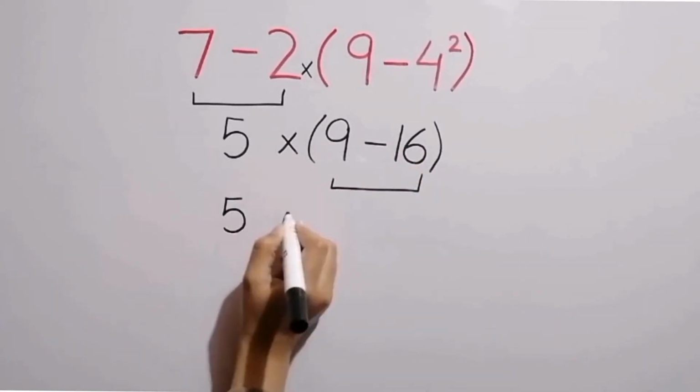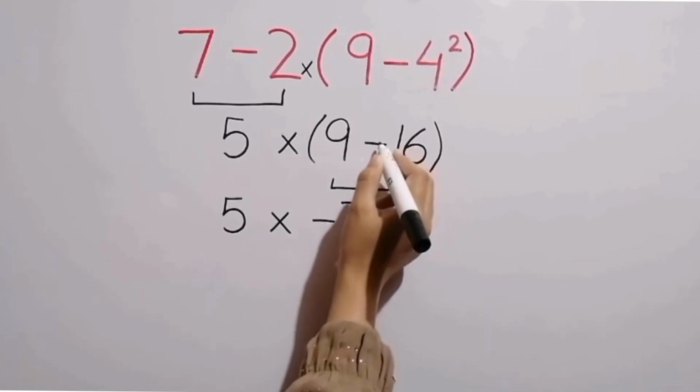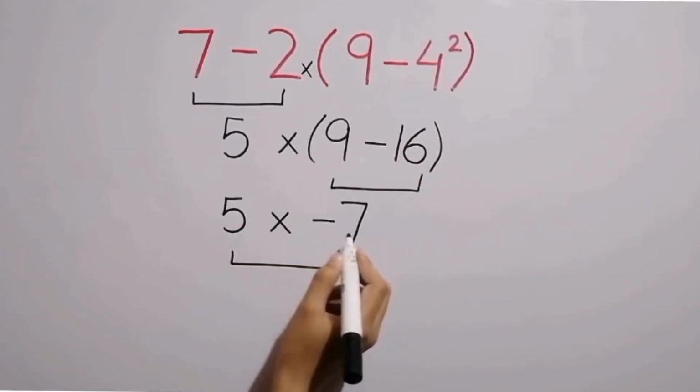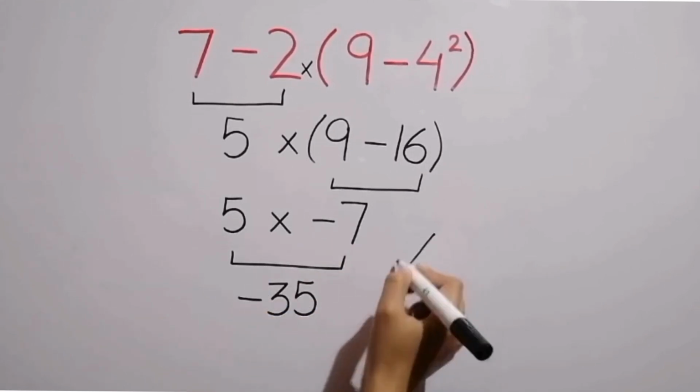5 times 9 minus 16 equals minus 7. As there is a negative sign with the greater value, so we write minus 7. 5 times minus 7 equals minus 35. But this answer is definitely wrong.